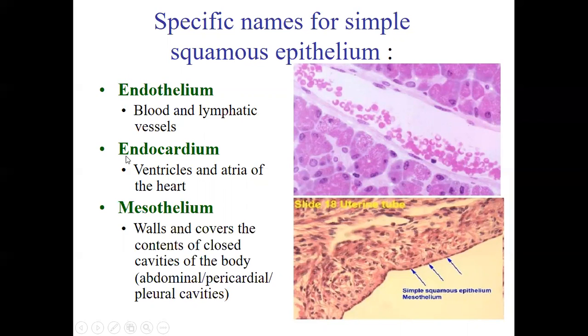In case the simple squamous epithelium is found in the heart, it has a special name here, the endocardium. Usually it lines the internal surface of the ventricles and also the atria of the heart. And then for the mesothelium, you can see here, this is a single layer of squamous epithelial cells. It forms the wall and covers the content of closed body cavities. For example, we have the abdominal cavity, the pericardial cavity, and also the pleural cavity.